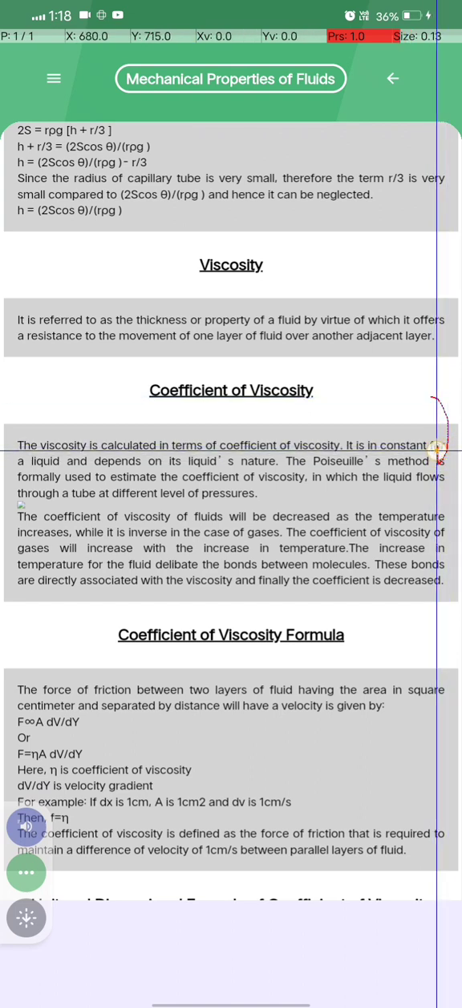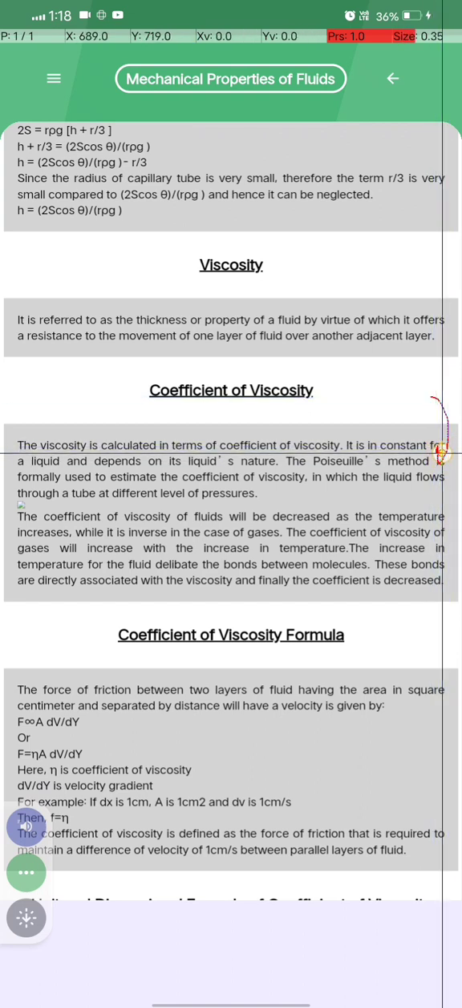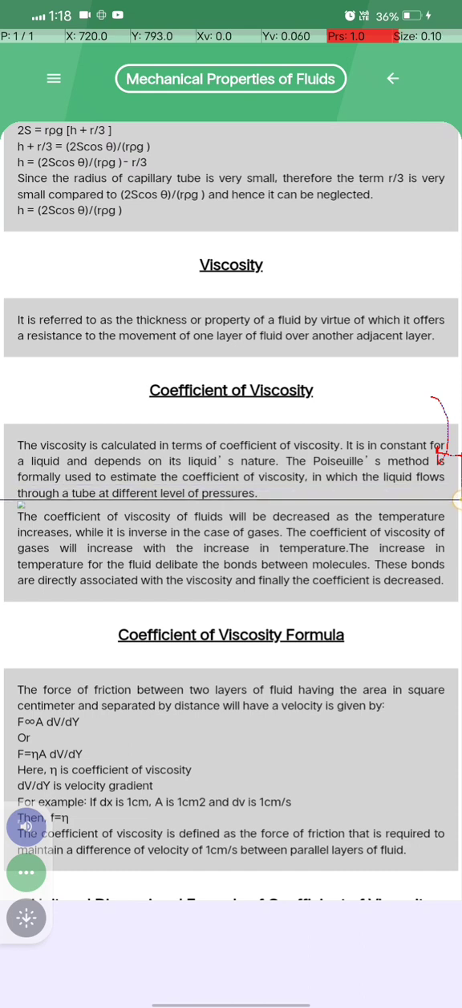Coefficient of viscosity. The viscosity is calculated in terms of the coefficient of viscosity, and it is a constant for the liquid and depends on the liquid's nature. The Poiseuille method is normally used to estimate the coefficient of viscosity, in which the liquid flows through a tube at different levels of pressure.